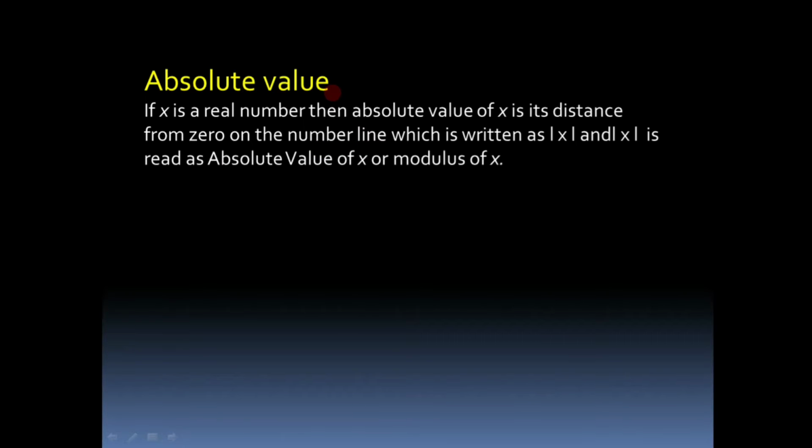Now, as we can see in this definition, the absolute value of x is the distance from 0 on the number line. That means we cannot get a negative value for any number, because it is actually the distance of that point from 0, and distance cannot be a negative number. That's why we always get an absolute value that is positive, or it may be 0.